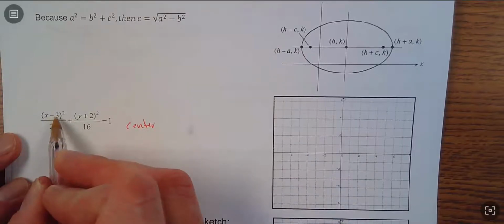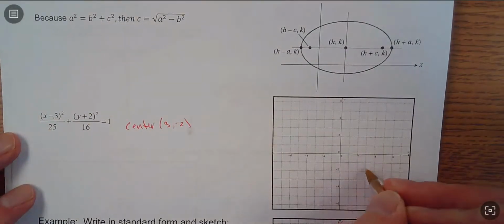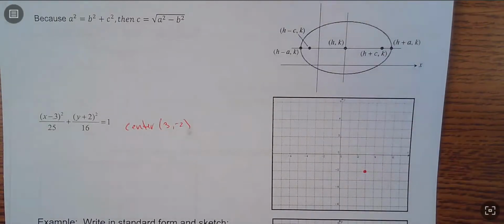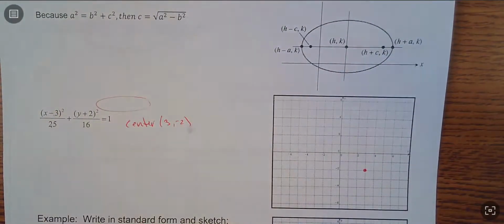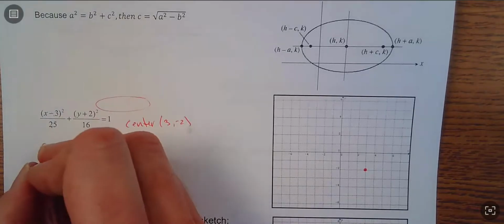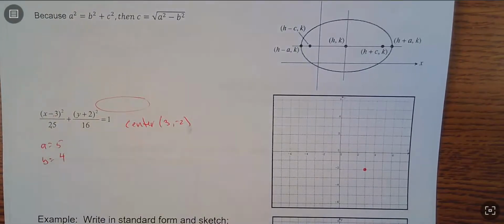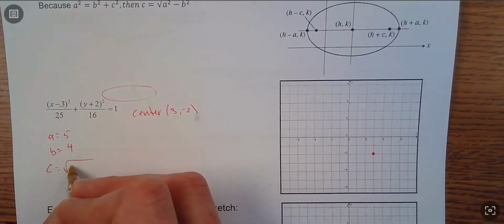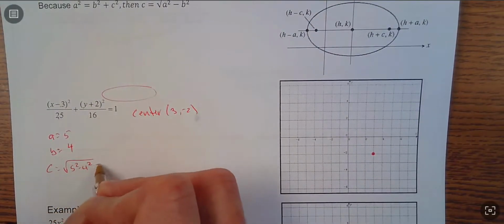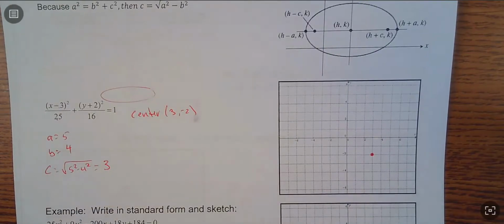is at 3, -2. 1, 2, 3, -2. So there's the center. I can see that the bigger number is with the x, so it's going to be a horizontal one. It's going to be that way. My A is 5. My B is 4. If I want to find the C, it's going to be the square root of 5 squared minus 4 squared. 25 minus 16 is 9, square root of 9.